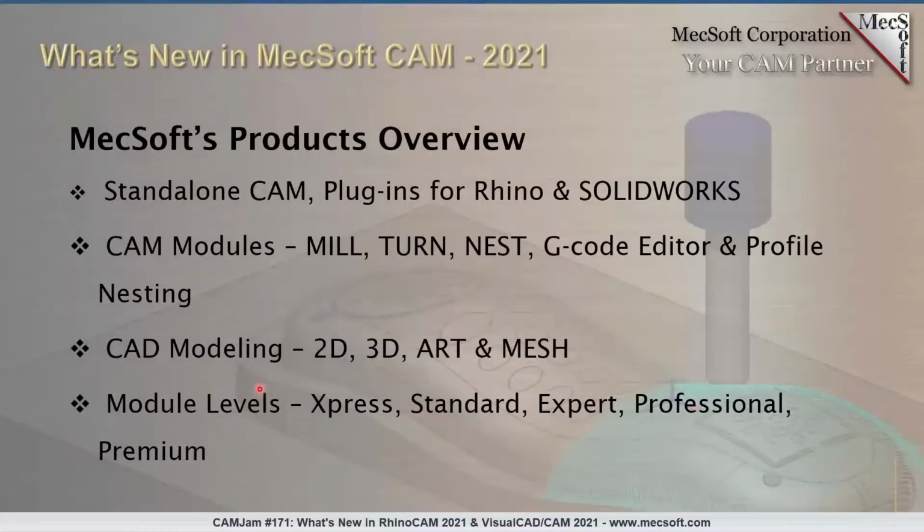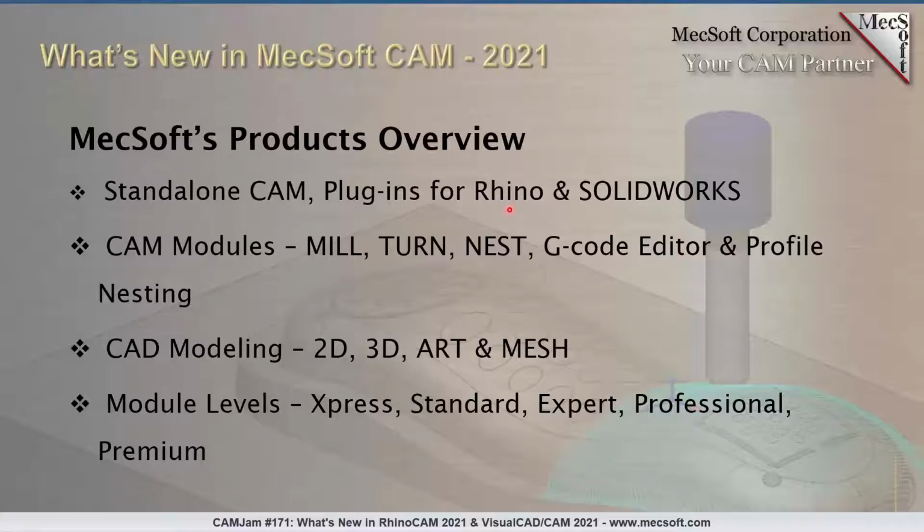So let's start with a products overview. For those of you who are not familiar, we have 3 products that we currently sell and support. We have a standalone CAD-CAM product, which would be the product of choice for those of you who don't have a CAD product. It's called VisualCAD CAM 2021, and we haven't released it yet. We are releasing it in a couple of weeks. And then we have plugins for Rhinoceros 6.0 as well as 7.0.